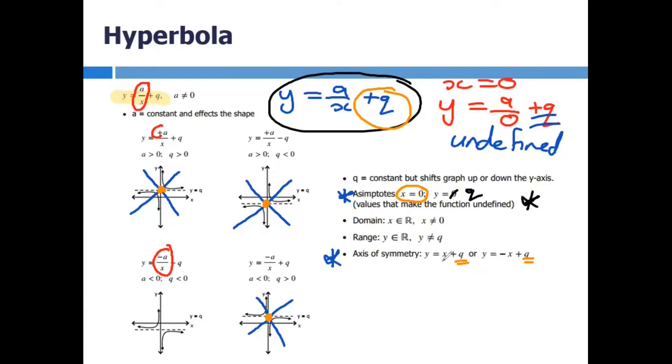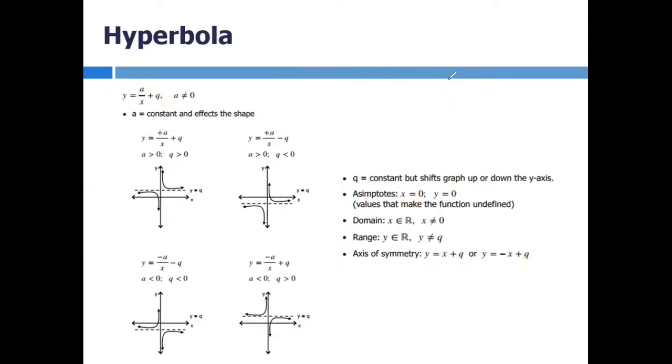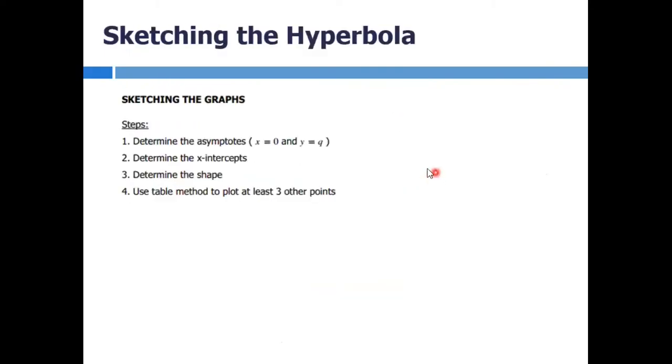Your gradient is always the same. For the positive straight line, your gradient will always be a 1. And for the negative, it's always going to be a -1. So that, again, is not changing. So it's always going to be 1 or -1 for your gradients. Okay. So if they ask for the positive axis of symmetry, you know your gradient's 1. If they want the negative, it's going to be -1. And then your y-intercept is the same as that q value. Okay, so those are the things that you need to learn for your hyperbola.